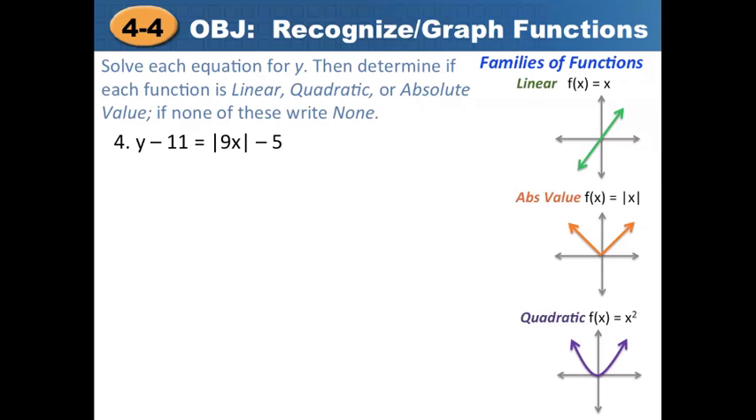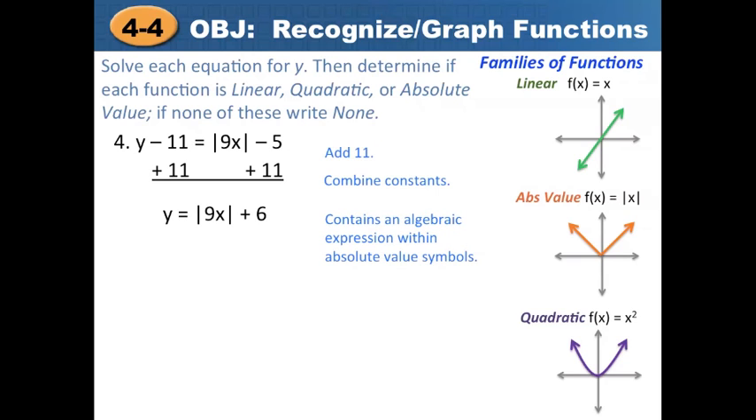Example number 4. Remember, you must solve the equation for y before determining what type of function it will be. y minus 11 equals the absolute value of 9x minus 5. You'll need to solve for y by adding 11 to both sides. When you add 11 to negative 5, you get a positive 6. So our equation is y equals the absolute value of 9x plus 6. This equation contains an algebraic expression within the absolute value symbols. So this is an absolute value equation, this is an absolute value function.